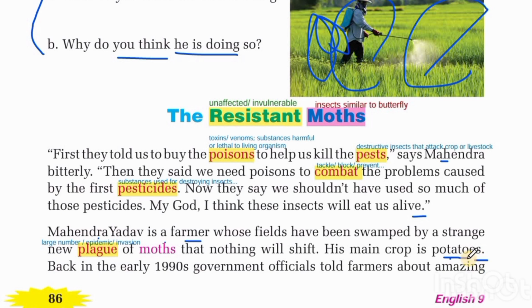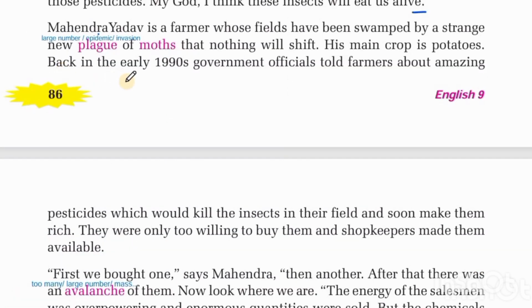उनले आलुहरू उत्पादन गर्छन्. Back in the early 1990s, government officials told farmers about amazing pesticides which would kill the insects in their field and soon make them rich. They were only too willing to buy them and shopkeepers made them available.